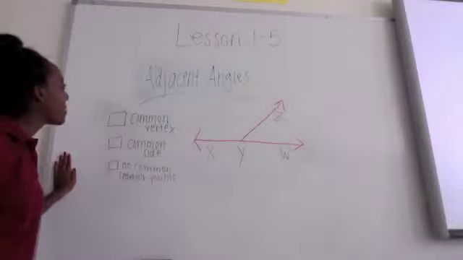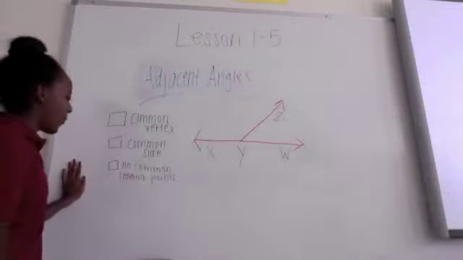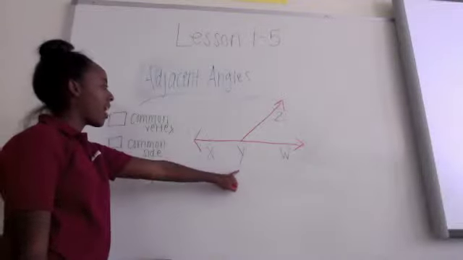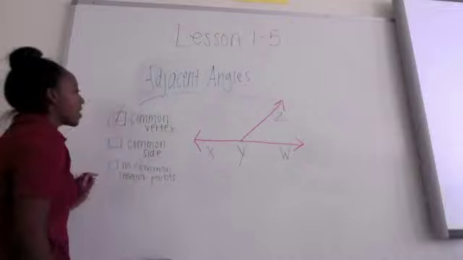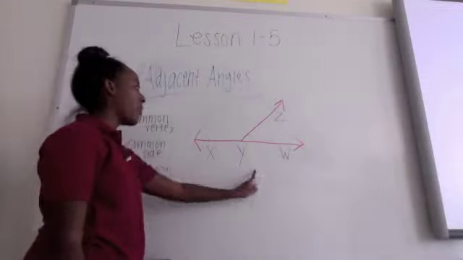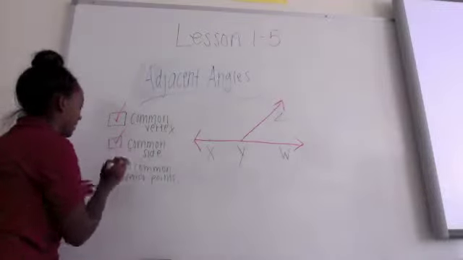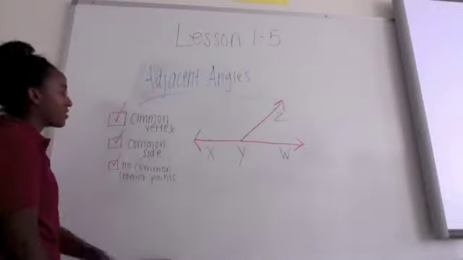In our second example, we have to check for the same 3 things. Whether or not this angle has a common vertex, which it does, Y, a common side, which is ZY, and no common interior points. These 3 things mean this angle is adjacent.